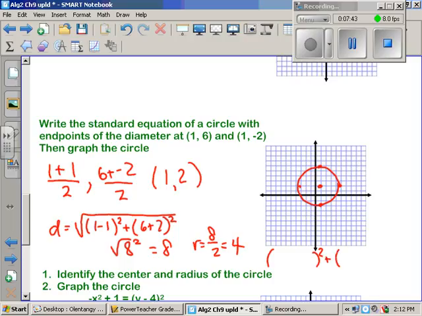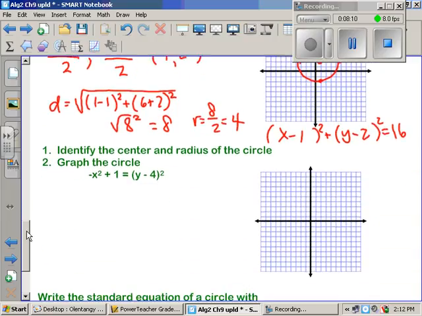Okay. Now, the equation of that circle is going to be x minus h squared plus y minus k squared equals r squared. Well, the easy one's r squared. If r is 4, r squared is 16. H is 1. K is 2. So there's my equation in standard form. All right?